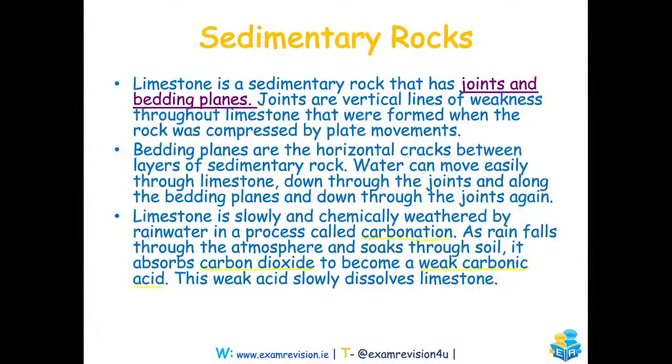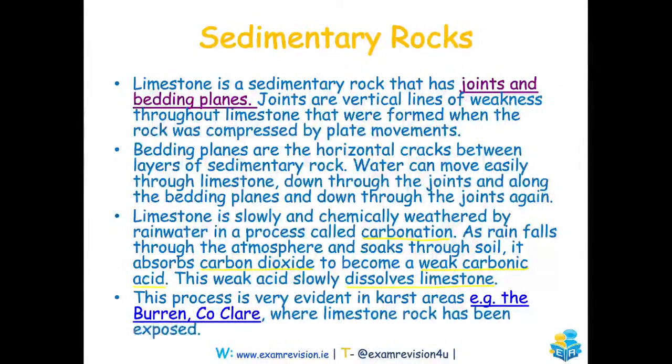And what happens then is, when the weak carbonic acid lands on the bare exposed limestone, a karst region, it then weathers away the calcium carbonate. Okay, and this weak acid slowly dissolves the limestone because it dissolves the calcium carbonate, and the calcium carbonate is what holds the limestone together. It's what cements it together naturally. This process is very evident in karst areas, and an example of a karst landscape would be the Burren in County Clare. So I'll show you a picture.